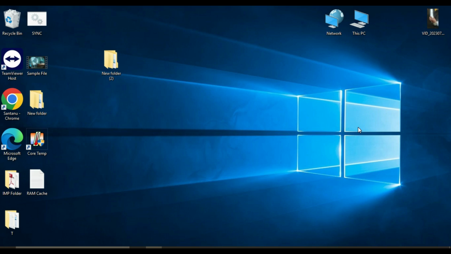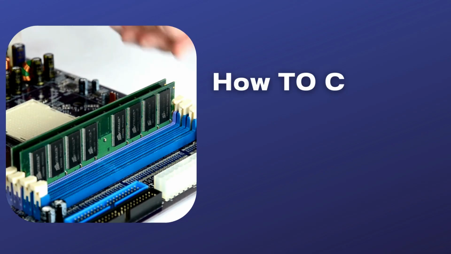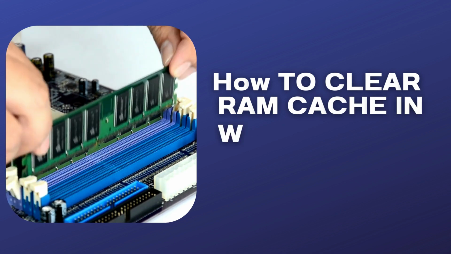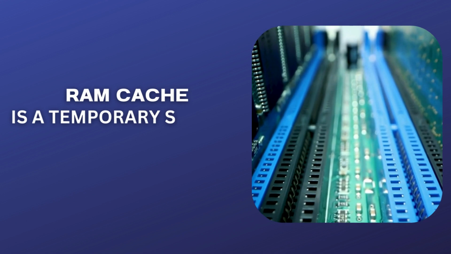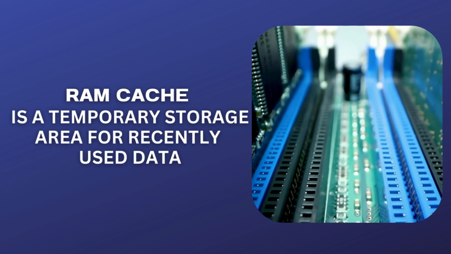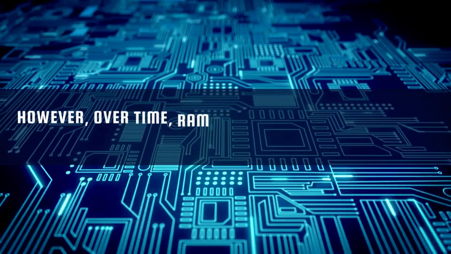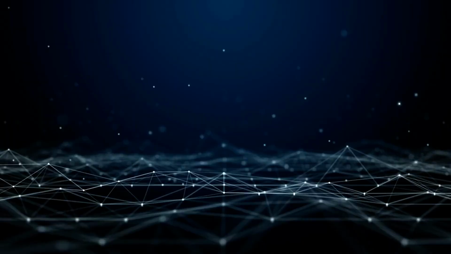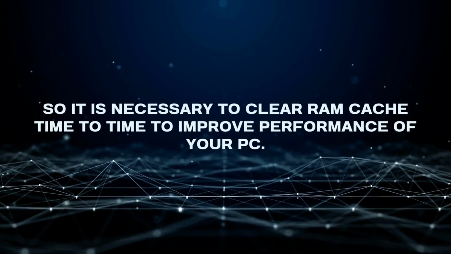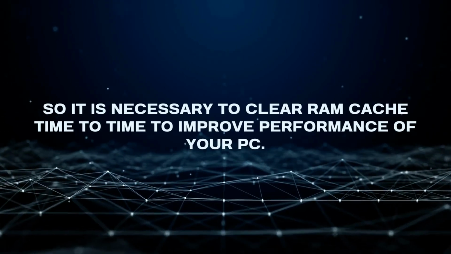Hello everyone. In this video I am going to show you how to clear RAM cache in Windows 10 or 11. RAM cache is a temporary storage area for recently used data. However, over time RAM cache can become cluttered and start to slow down your computer. So it is necessary to clear RAM cache from time to time to improve the performance of your PC.